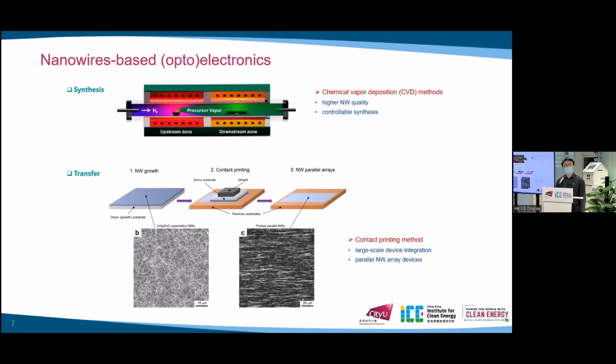For achieving high nanowire quality with controllable synthesis, the chemical vapor deposition method, the CVD method, is generally used to fabricate the nanowire. And after growth, for achieving large area device integration, the contact printing method could be used to achieve the parallel nanowire array for large area device application.